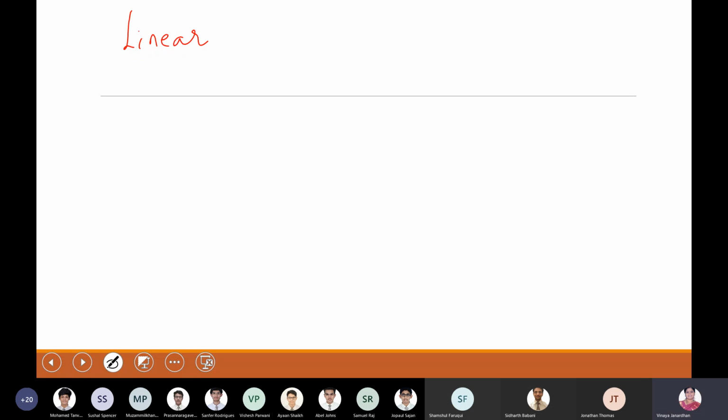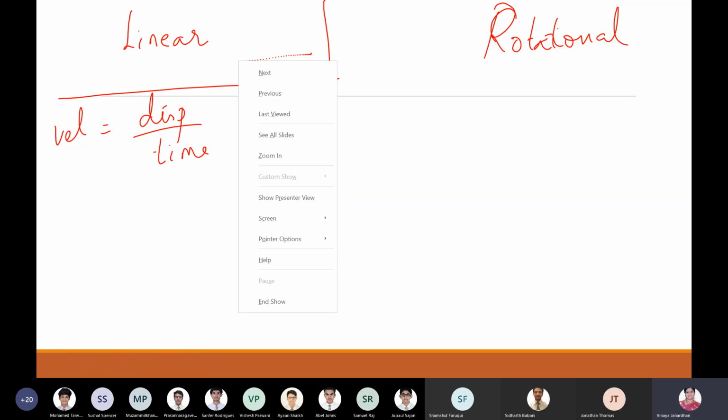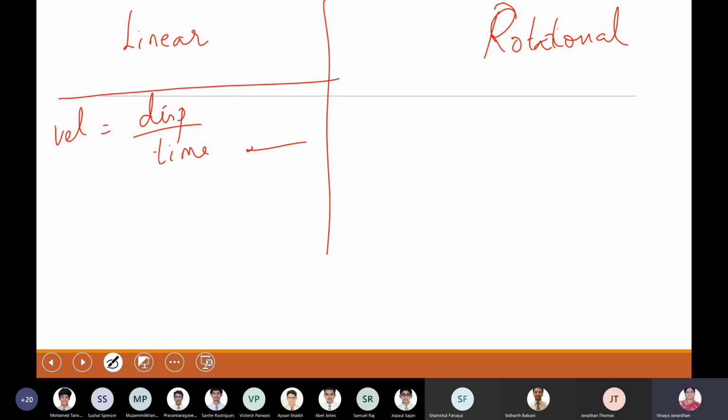Moving on to linear motion and rotational motion. In linear motion, your velocity is displacement by time. So if the body moves from point A to point B in a time of t seconds, then the displacement is the final position minus the initial position, divided by time. That is what we call linear velocity.